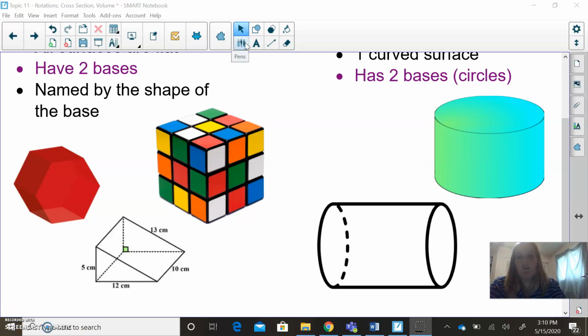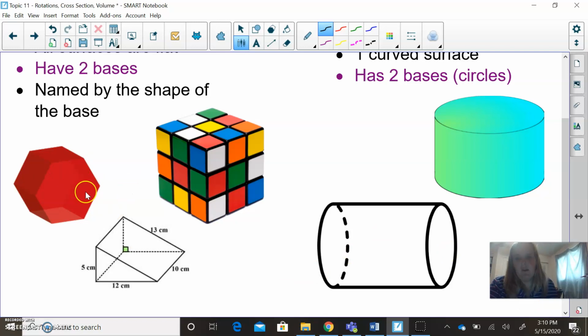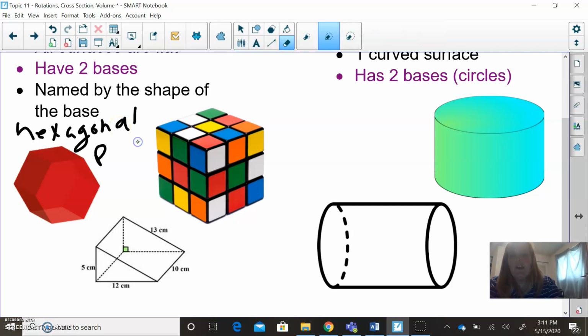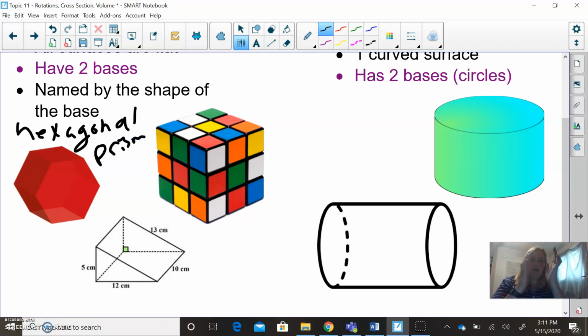So, the red shape, this one over here, is called a hexagonal prism, because the bases are hexagons. Okay, you have two bases, so you're only going to have two bases. So it would be like the front and the back. Okay, that's a hexagonal prism.